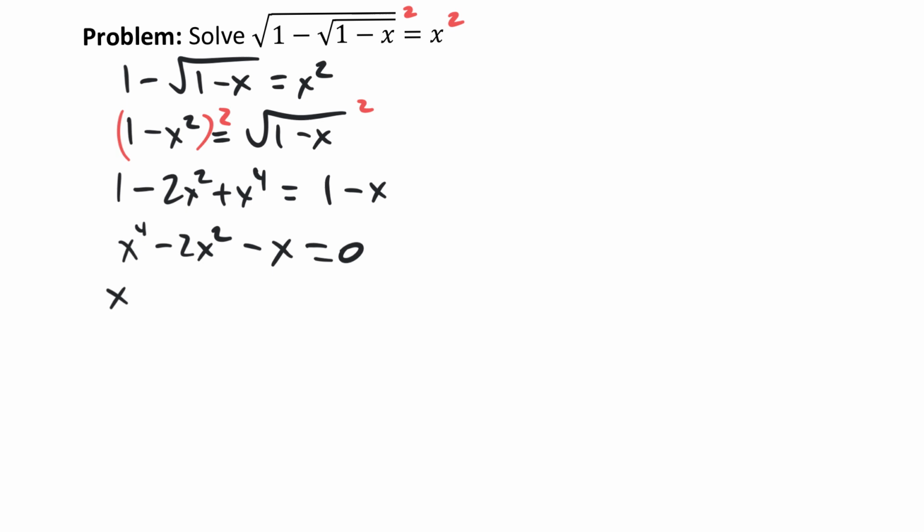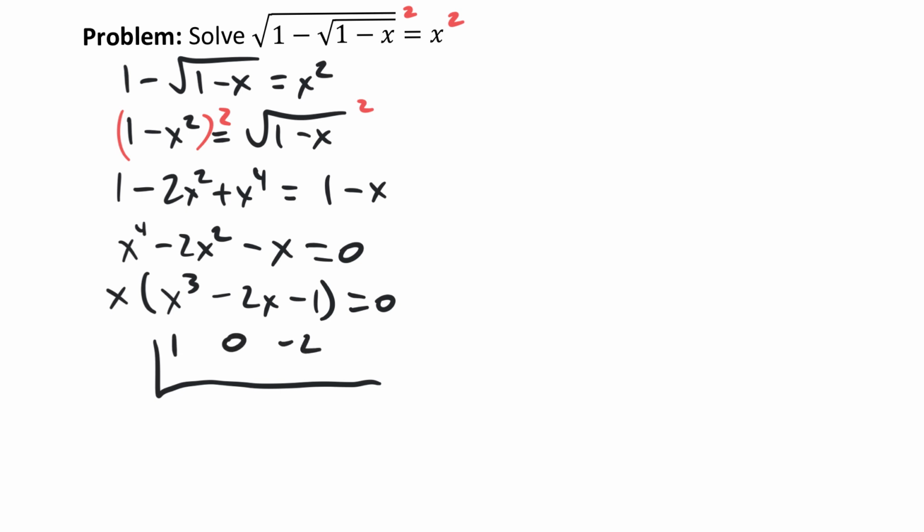I can factor an x out of there. x to the 3 minus 2x minus 1. Now this is a degree 3 polynomial, so it's going to require synthetic division. If you thought we were done with synthetic, no, that skill's still useful for the rest of the course. So let's try x equals 1. It's always a nice root to try. So we get 1, 1, 1, 1, negative 1, negative 1. That's not going to work.